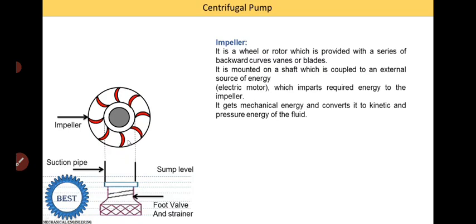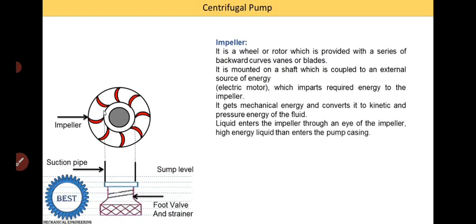Means this impeller rotates. Due to this impeller rotating, it creates the centrifugal force. So what is the name of this pump? Pump name is centrifugal pump. Means the pump increases the pressure by using the centrifugal force. So when this impeller rotates, water comes from this part, the eye portion, and goes away due to the centrifugal force, and it increases the velocity. That's why it is known as the centrifugal pump. The liquid enters in the impeller through an eye of the impeller. Means it enters from here, and the high energy liquid then enters into the pump casing. So another part is the casing, where it enters from this impeller.